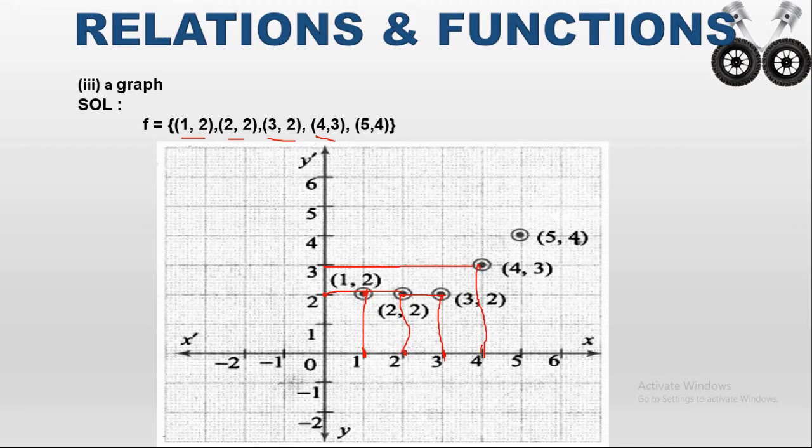So next one is 5 comma 4. So that is x is 5 and y is 4. So these two meet, y is extended here and 5 is extended to here. So these two meet at the point. So this is 5 comma 4.